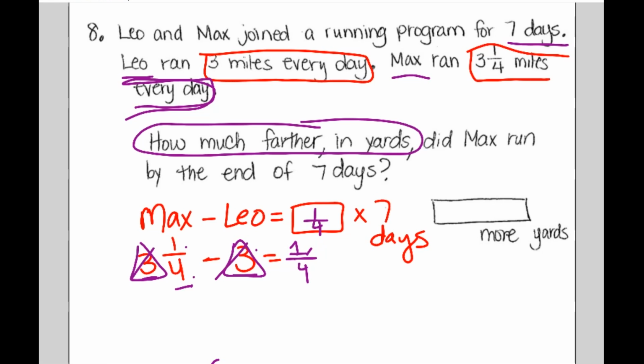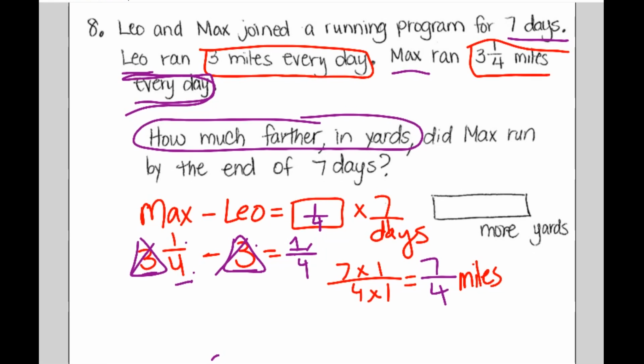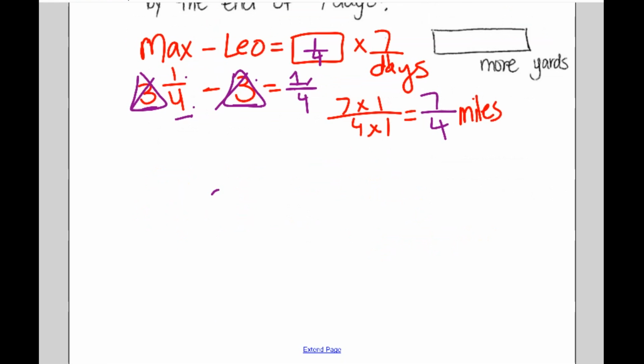So now that's doing 1/4 times 7. What does that equal? I would have to do 7 times 1 on top, 4 times 1 on the bottom. That's going to be 7/4. Now this is how many miles for the week. If it just said how many more miles, then we'd be done. But since we have to turn it into yards, now we're not done. So let's turn these miles into yards.